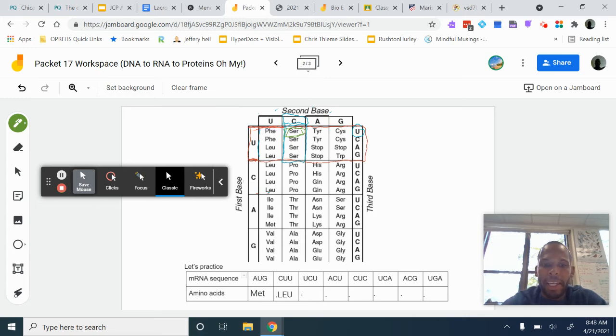So the mRNA UCU codes for the protein serine, I think it's how it's pronounced. Don't worry about the pronunciation, just worry about if you can follow the code correctly. That would be SER.